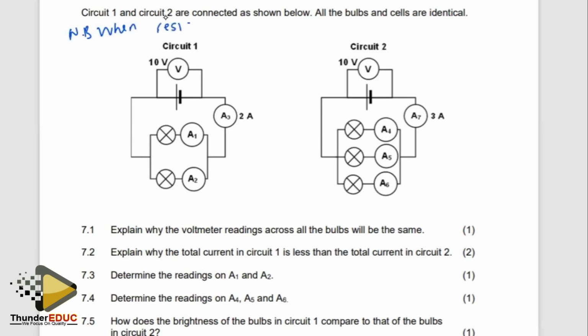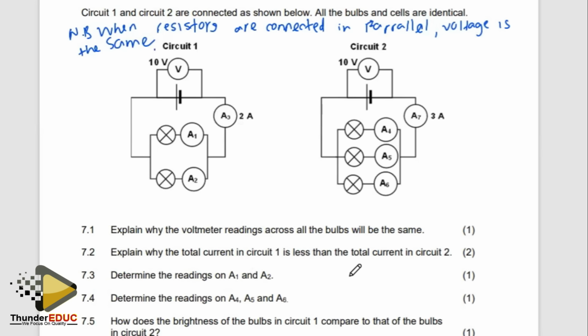When resistors are connected in parallel, voltage is the same. Voltage is the same no matter which pathway.